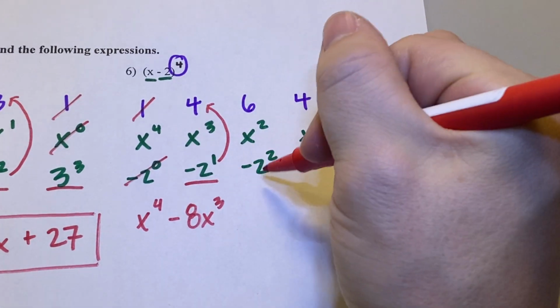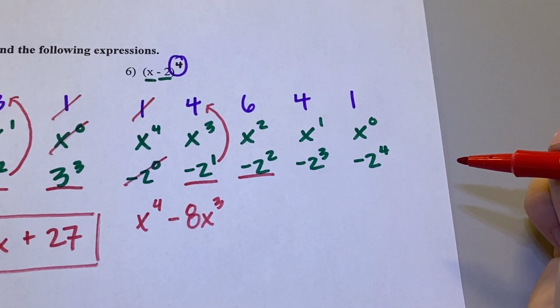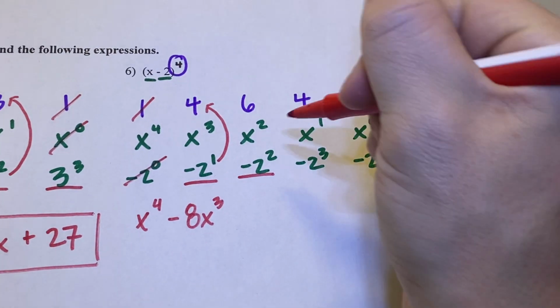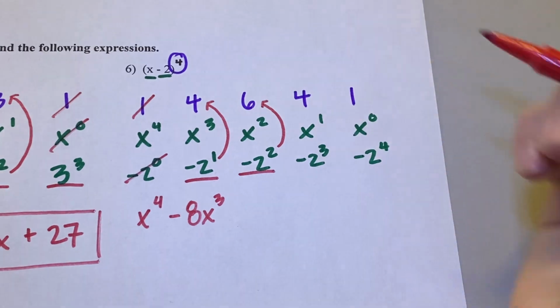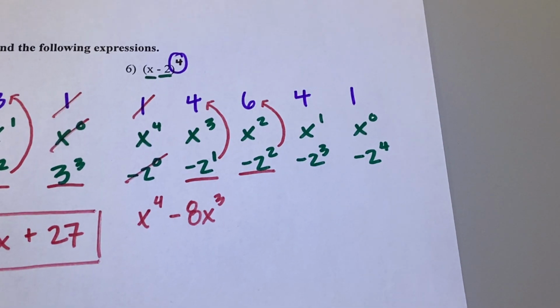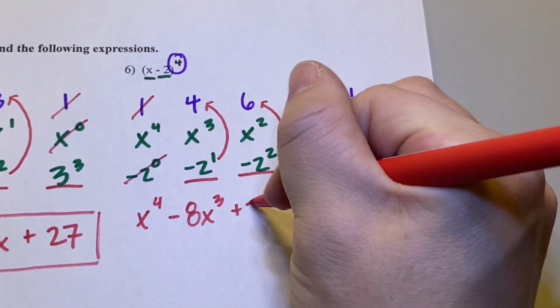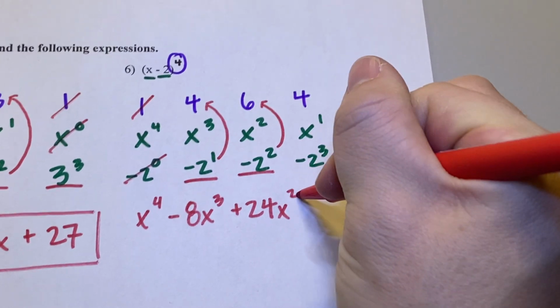Okay, next term. Negative 2 squared. Remember, a negative times a negative is positive 4. Positive 4 times 6 is going to give me what? 24x squared. Look how fast you guys are.